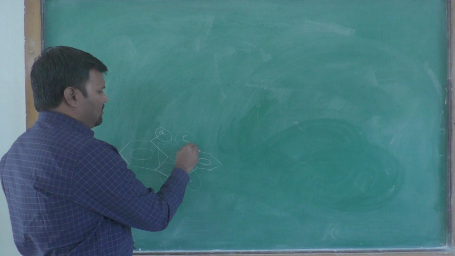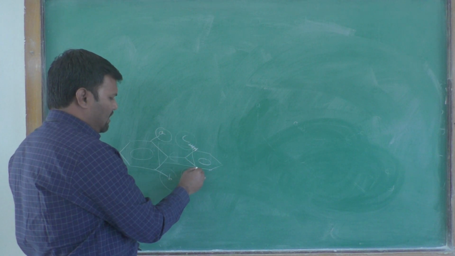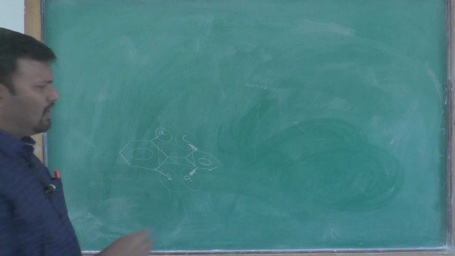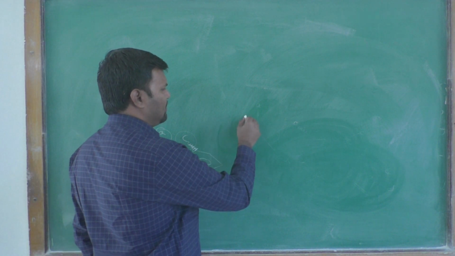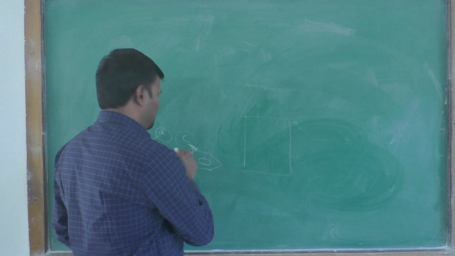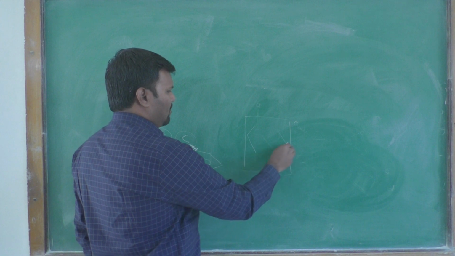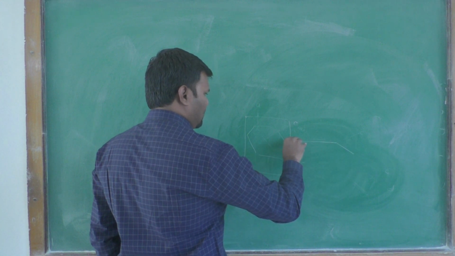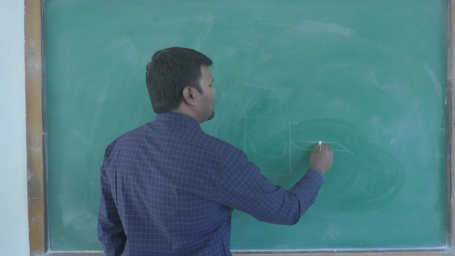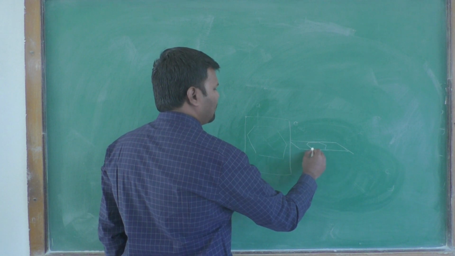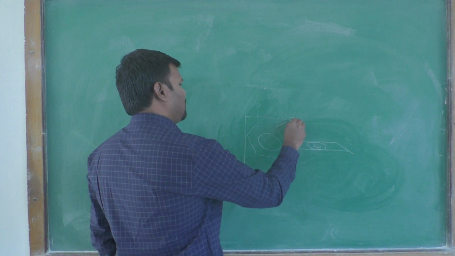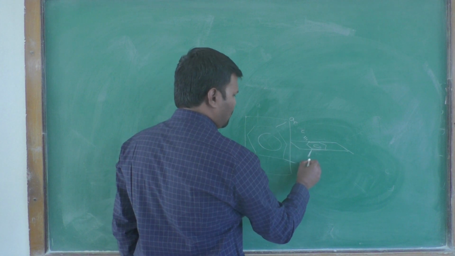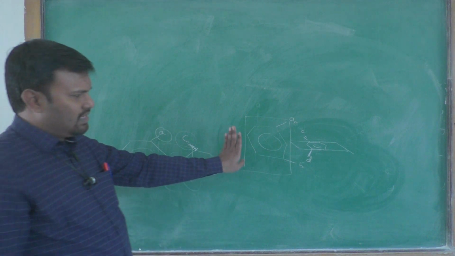Therefore, C is away from the observer and A is towards the observer, and these two groups are in a plane. Like that. The first ring is present as the planar one, and the second ring is horizontally placed. First is like that and second is like that.